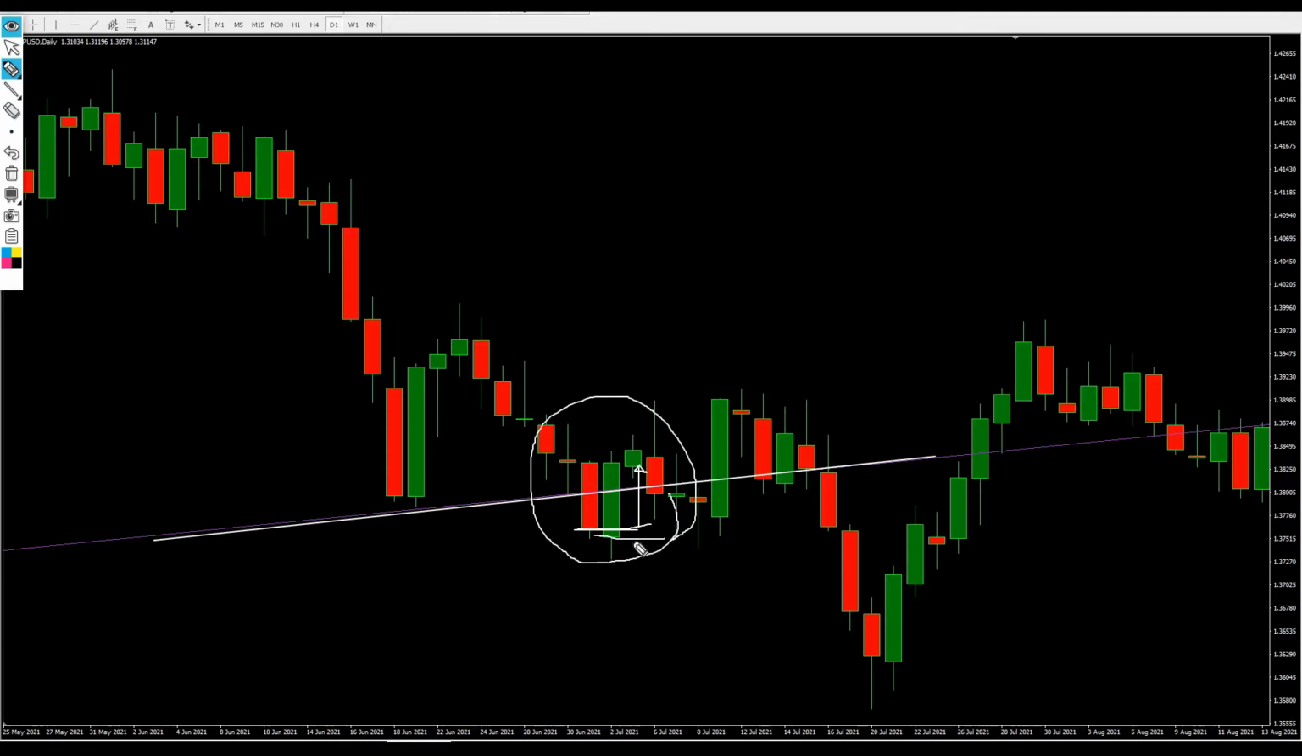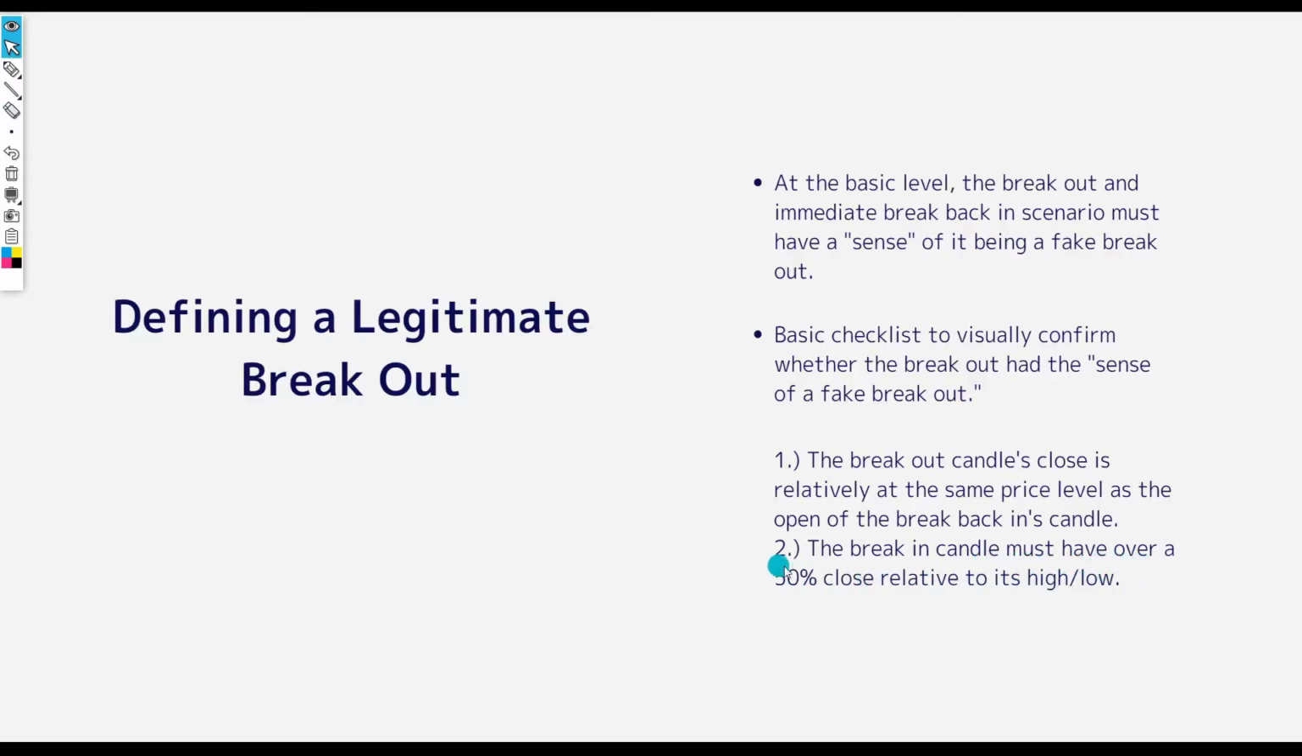Now again, there is wiggle room to this rule, and so I recommend watching my forecast and analysis to develop the ability to know how much of a gap between the breakout and break back in candle is legitimate. Okay, so let's go on to the next rule. Okay, number 2, the break back in candle must have over a 50% close relative to its high or low.